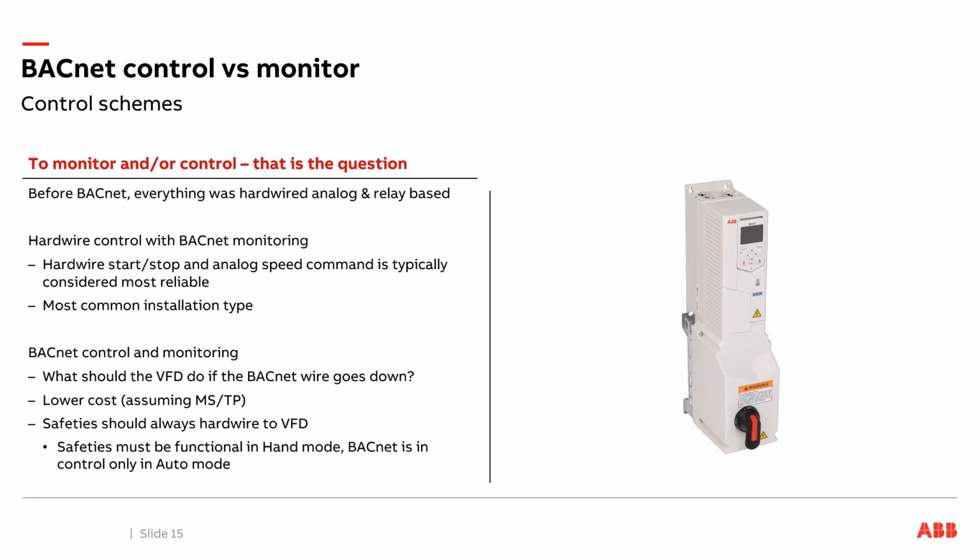One thing I always like to mention whenever I can, especially for you VFD startup technicians, controls contractors and control engineers listening right now, is always run the safeties back to the VFD. Doesn't matter how you're doing your BACnet control, BACnet monitoring, or hardware control, I don't care how you're doing it. Safeties should always go back to the VFD. Why is that? Because I want the safety to still work in hand mode.